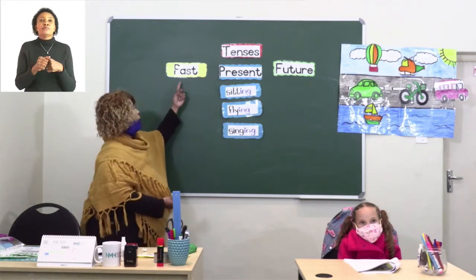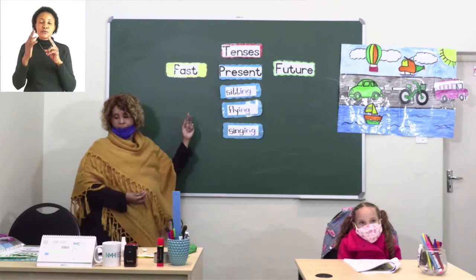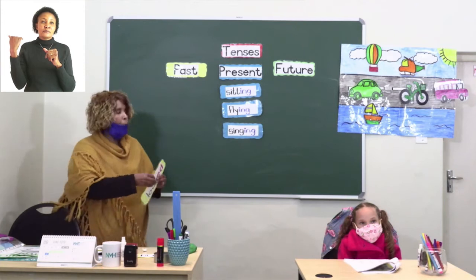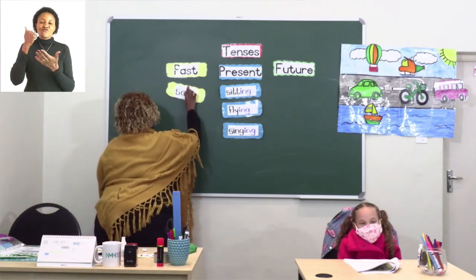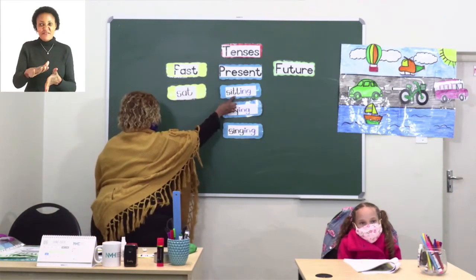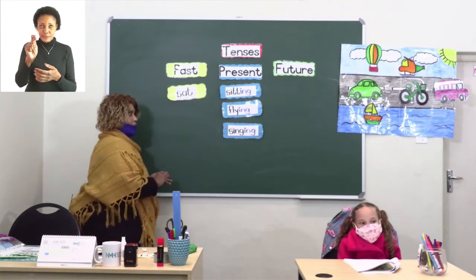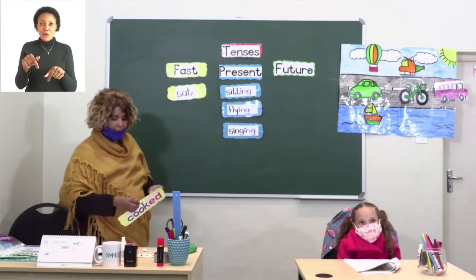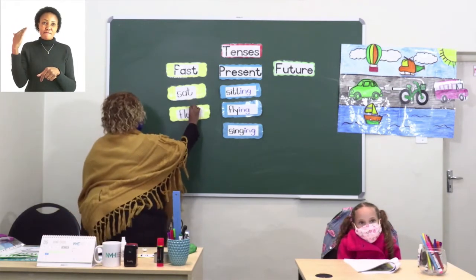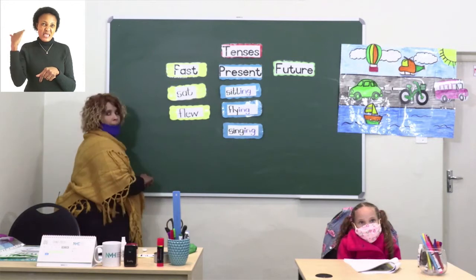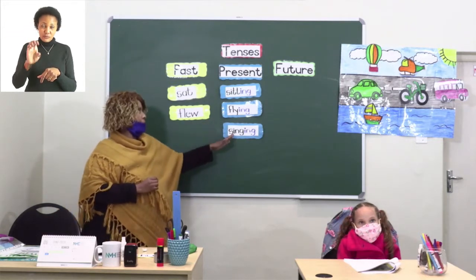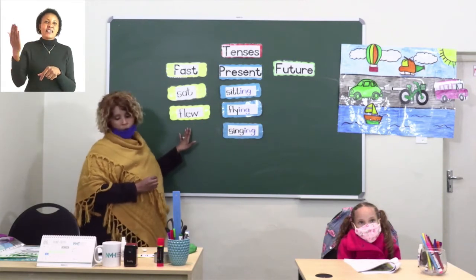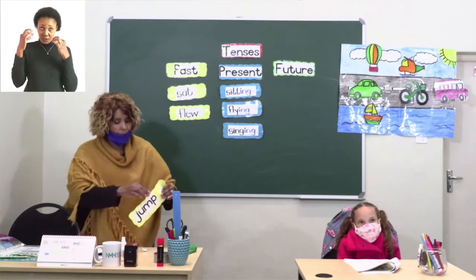Now we can talk about the past tense. In the past tense, we sat. Present, we are sitting. In the past, we sat. Present, we are flying. In the past tense, we flew. In the present tense, we are singing. But in the past tense, we sung.